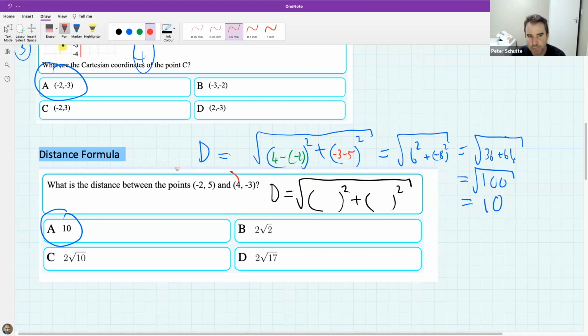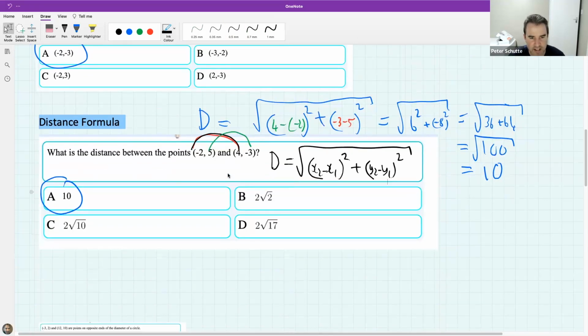And that's why I went 4 minus minus 2. So inside here, you have a subtraction. What I normally do is I just say this one minus this one, and then you go this one minus this one. So that's y2 minus y1. Okay. Yes, sir. Let's practice this idea on the next one.